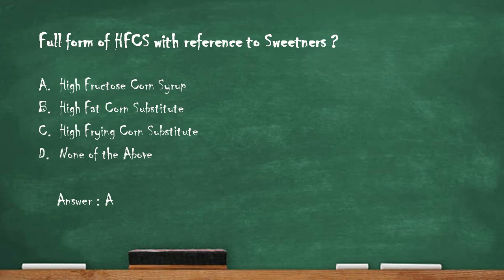So full form of HFCS with reference to sweetener is high fructose corn syrup. It is basically a sweetener that manufacturers make from corn starch. Examples of foods containing HFCS include some sodas, sweetened juice, processed desserts, and more.